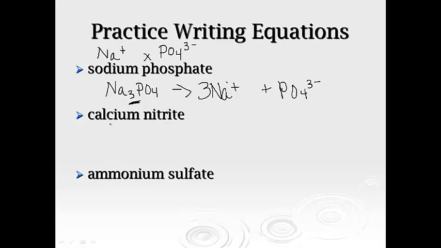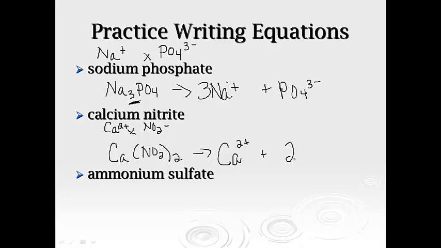Okay, now calcium nitrite. The calcium ion is a 2 plus, nitrite is NO2 with a 1 minus. So if I crisscross that one, I get Ca(NO2)2, and I need 2 of them. To write the ionic equation, I split it back up into the calcium ion, which is a 2 plus because it's group 2, and 2 nitrite ions, which are NO2 with a 1 minus charge.